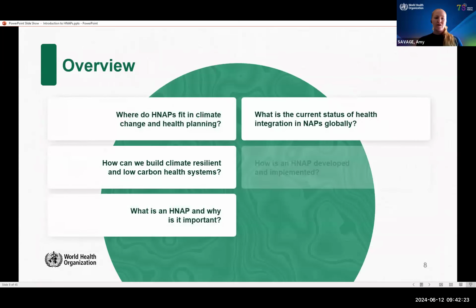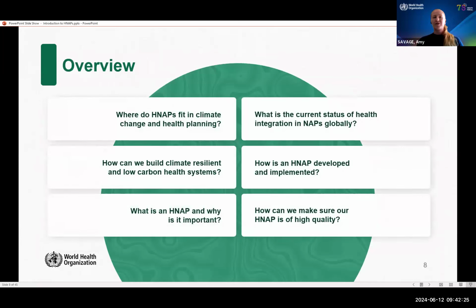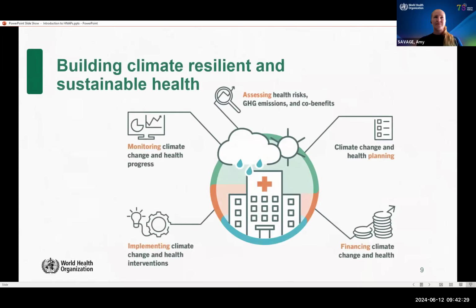So this is just an overview of what we'll cover. We'll be sharing the slides at the end. I won't go through this in detail. I did want to talk about first where the HNAP fits in the overall process.